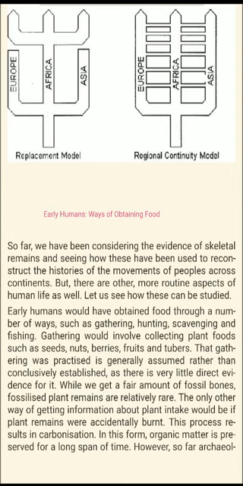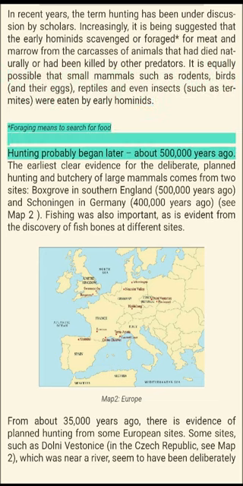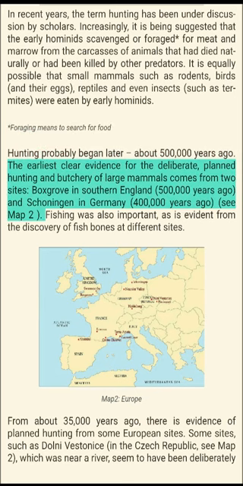In recent years, the term hunting has been under discussion by scholars. Increasingly, it is being suggested that the early hominids scavenged or foraged* for meat and marrow from the carcasses of animals that had died naturally or had been killed by other predators. It is equally possible that small mammals such as rodents, birds and their eggs, reptiles and even insects, such as termites, were eaten by early hominids. *Foraging means to search for food.